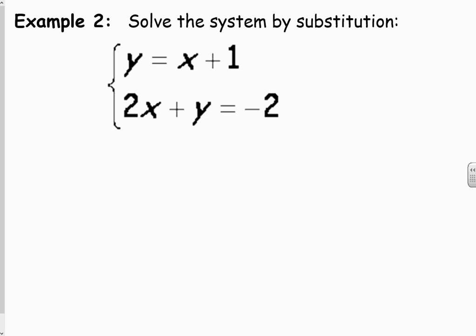Pause the video now as you try example 2. Press play to go over your answer. Make sure you're actually pausing and trying.